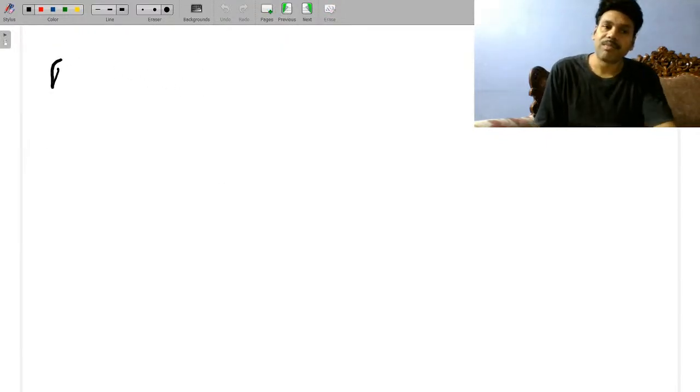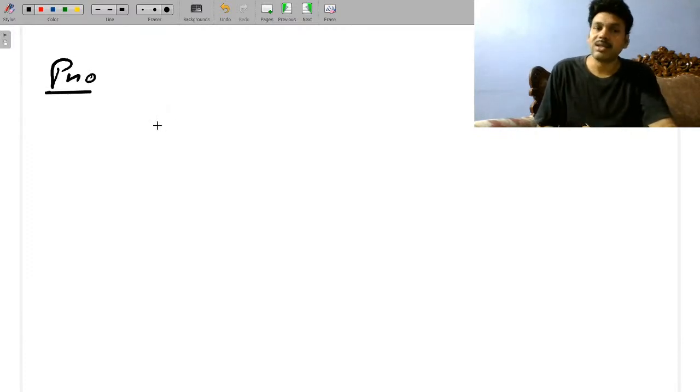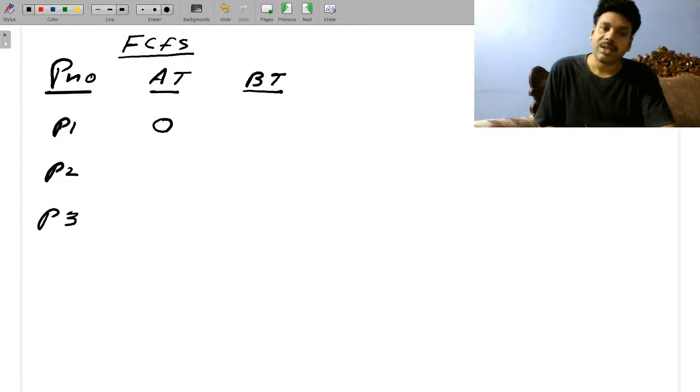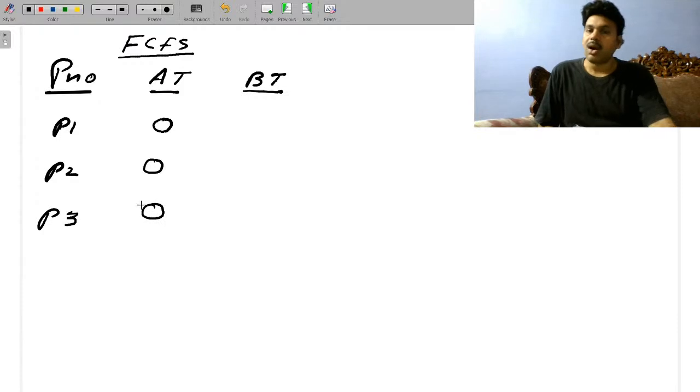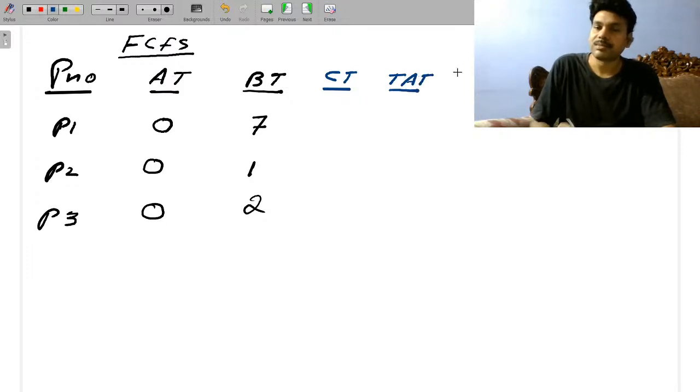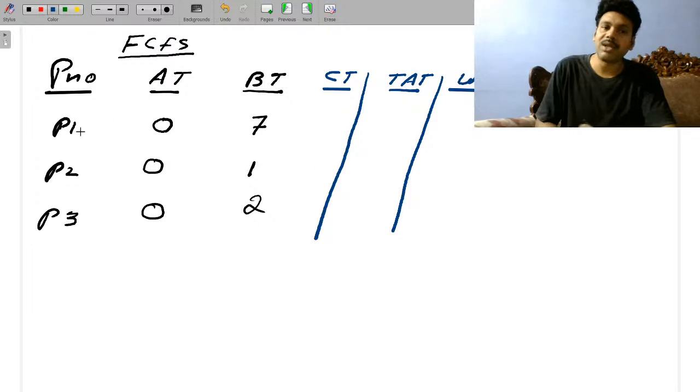This is important, so let me give you one example here. Before doing that exercise, first understand that I am following FCFS. P1, P2, P3 all arrived at time 0 only. All the processes arrived at the ready queue at time 0. P1 requires 7, P2 requires 1, P3 requires 2. We want to calculate the completion time, the turnaround time, and the waiting time. There may or may not be a waiting time; that depends upon the arrival time only.